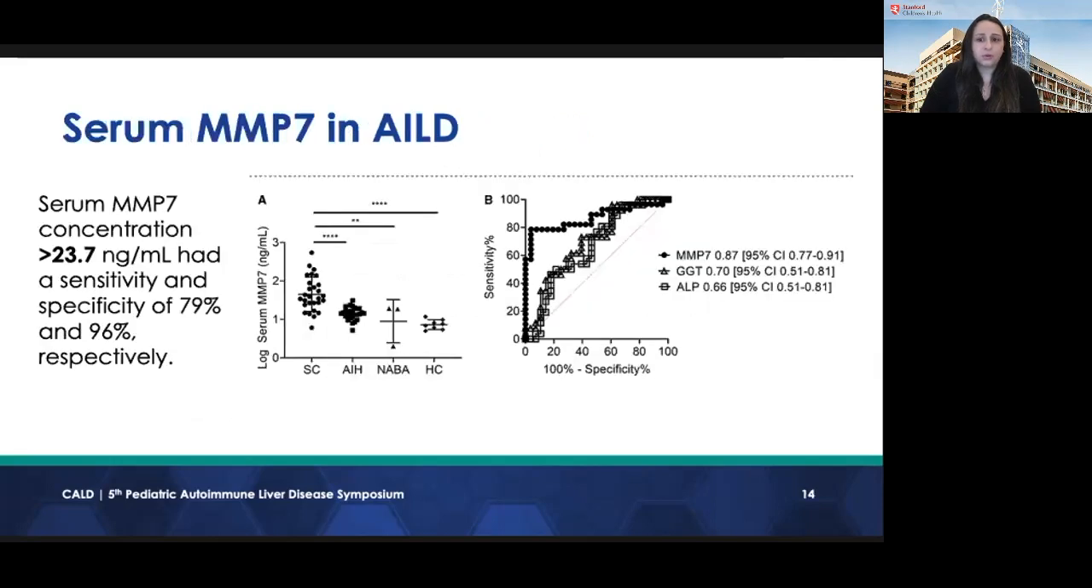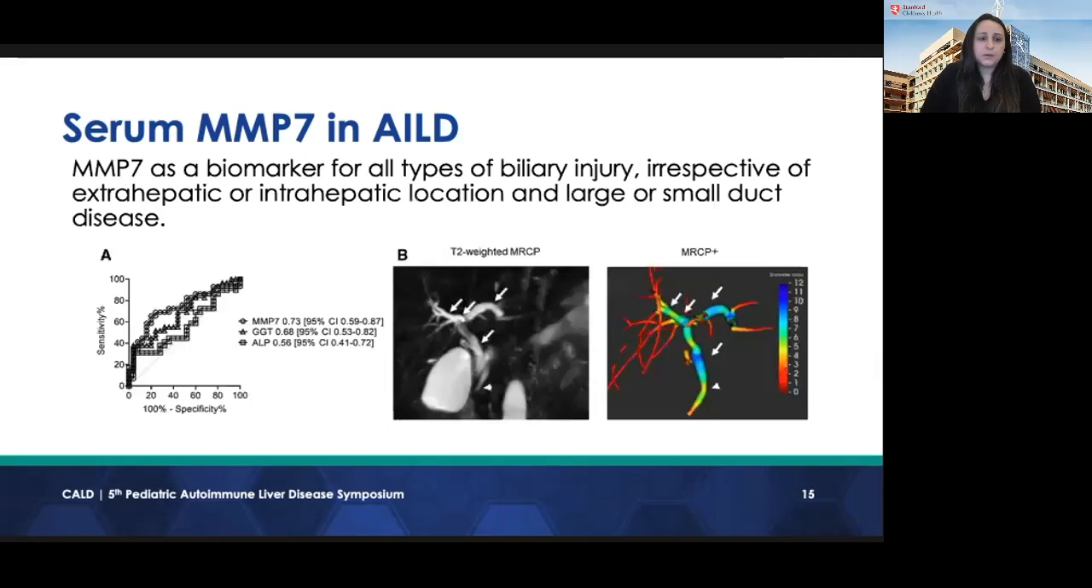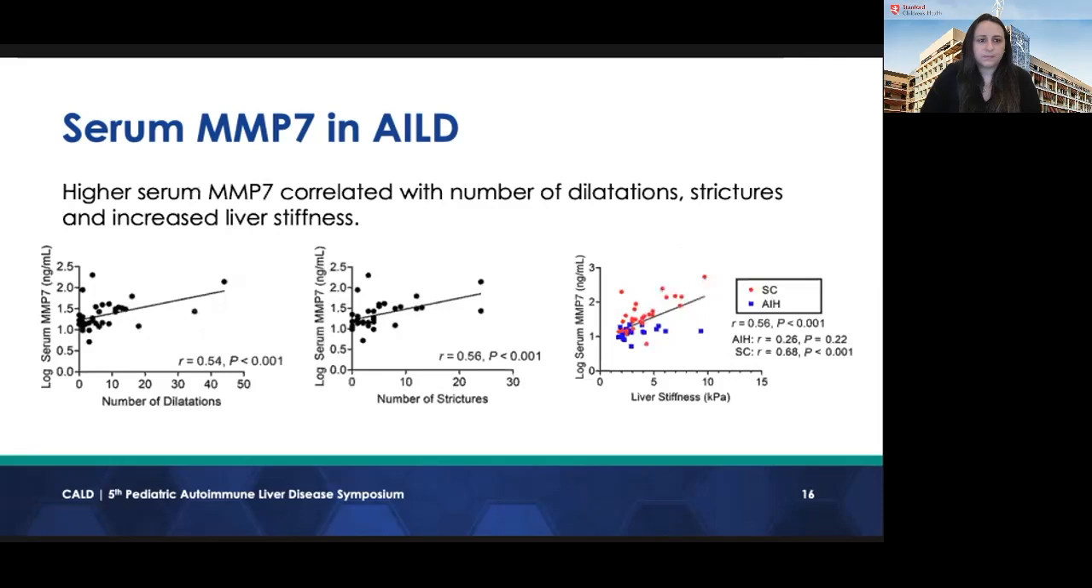Here they were able to show that the serum MMP7 level greater than 23.7 was sensitive and specific to those with sclerosing cholangitis compared to those without cholangiopathy, and that this outperformed GGT and ALP. They were able to show that serum MMP7 was a biomarker for all types of biliary injury, irrespective of extrahepatic or intrahepatic location and large or small duct disease.